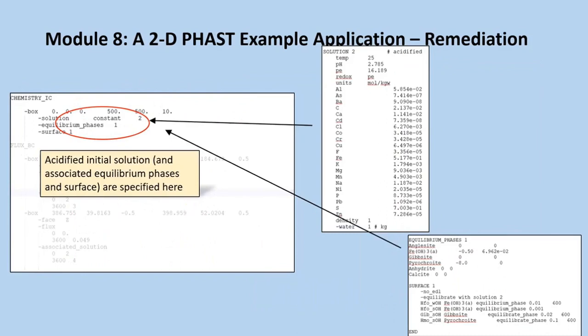The initial acidified solution composition from our earlier example, and the mineral assemblage and reactive surface definitions that went along with it, are assigned across the entire model domain as an initial condition. This is pretty straightforward using the chemistry initial conditions keyword block in the transport input file.